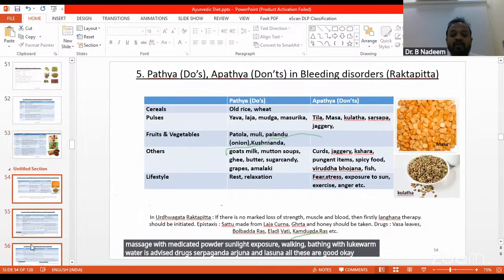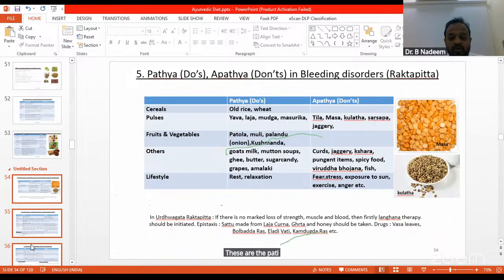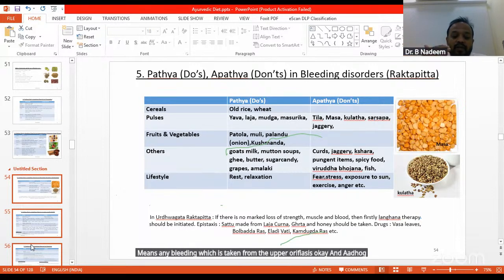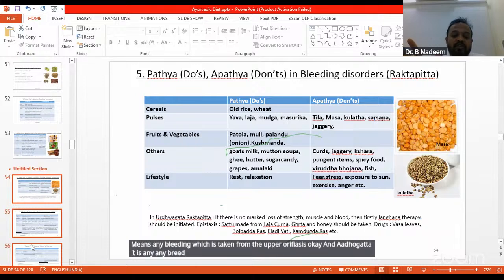Now let's come to the Rakta Pitta. Rakta Pitta is the bleeding disorder. Any bleeding disorder, these are the pathyas. You take urdhvagata and adhogata Rakta Pitta. Urdhvagata means any bleeding which is from the upper orifices. Okay. And adhogata is any bleeding disorder from the lower orifices. Okay. So now let's understand about the cereals.